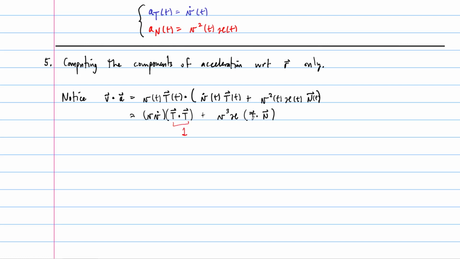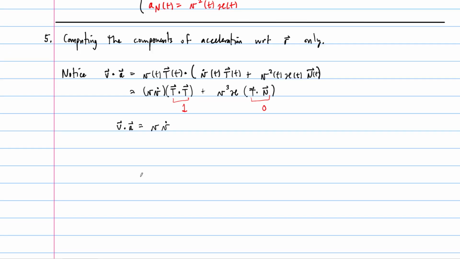And the way that these are defined, t and n are orthogonal, right? So this is equal to 0. So what we have now is that the dot product, v dotted with a, is just equal to velocity times... it's equal to speed times the derivative of speed, right? V times v dot. All right, now what we can do is plug in our formulas for r into this one, right? So we can write down exactly what this is.